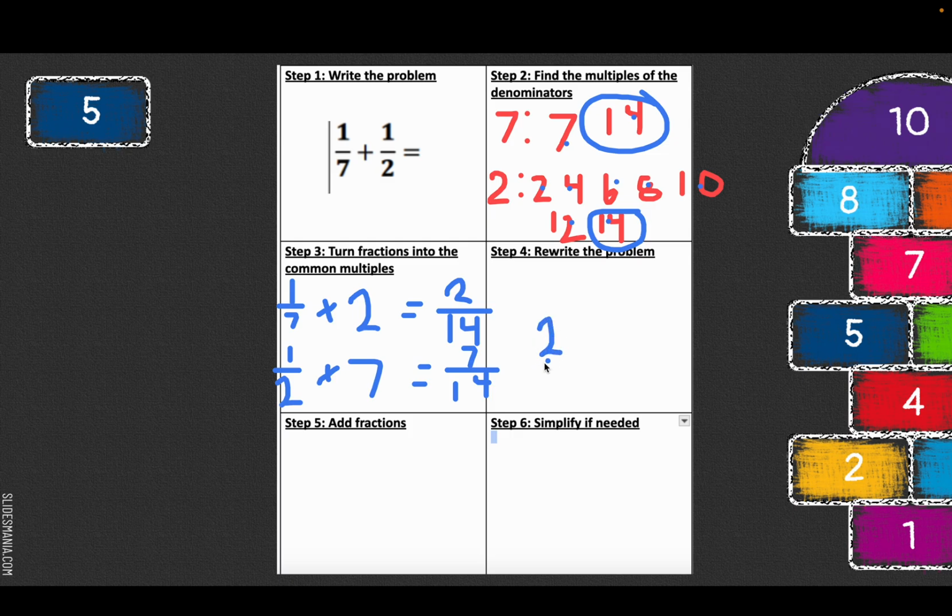Rewrite your problem. So now it's 2/14 plus 7/14. Add your fractions. So remember, when we add our fractions, we do not need to add the denominators. You only add the top numbers, the numerators. So you line them up. Keep the bottom the same. 2 plus 7 is 9.